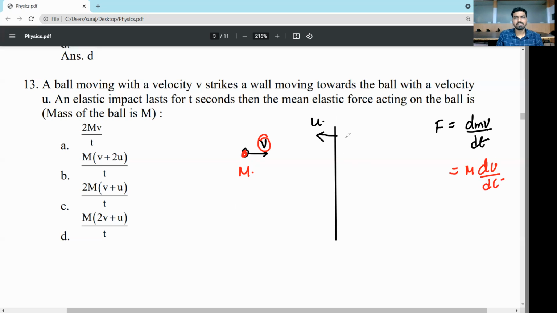Mass of the wall is not given. We'll consider that mass of the wall is very, very high. So elastic collision is there, right? Elastic collision means what? Momentum is conserved and even kinetic energy is also conserved. In elastic collision, both are conserved, right?